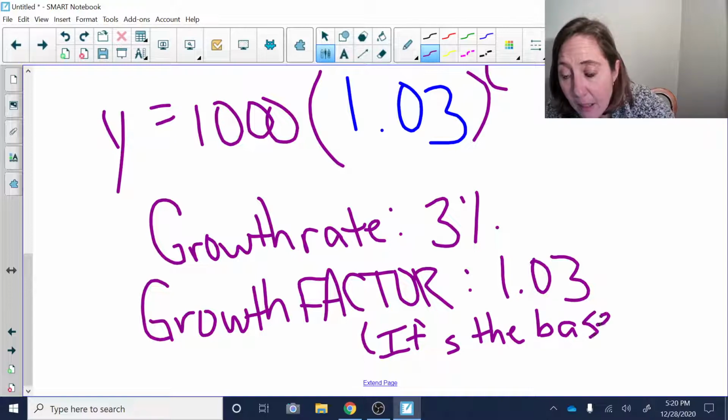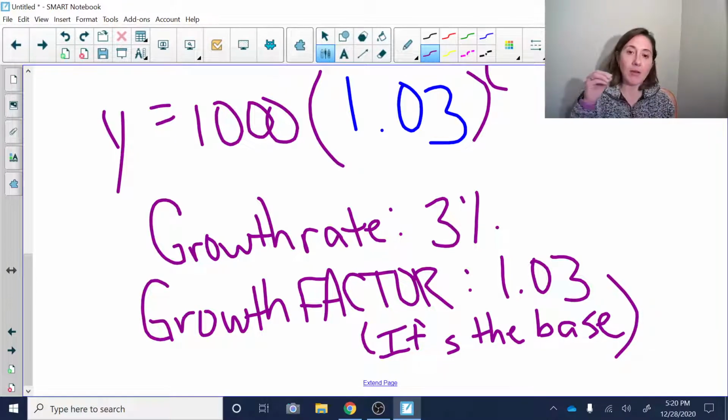So it's connected to the growth rate. It's just that you have added it to the 1 if something is growing. You start with 100% of it, and then you add the rate. That tells you what your factor will be, what your base is. And tomorrow we'll see that as decay.